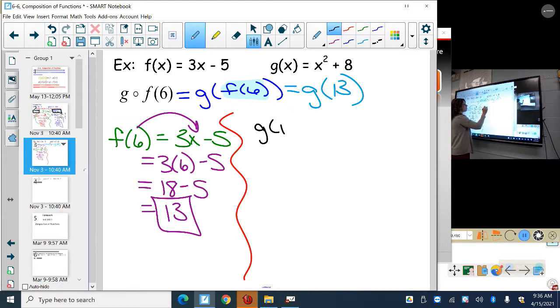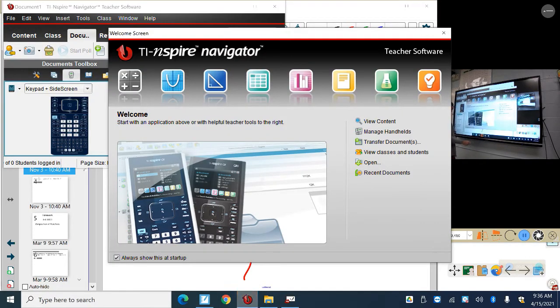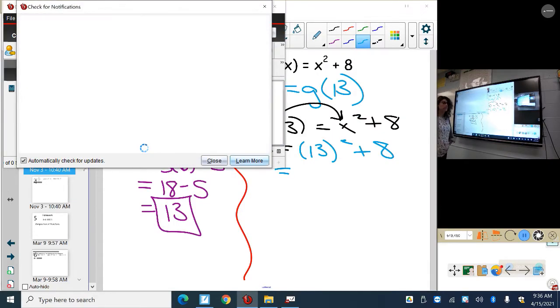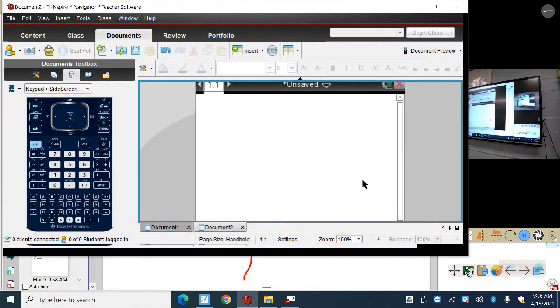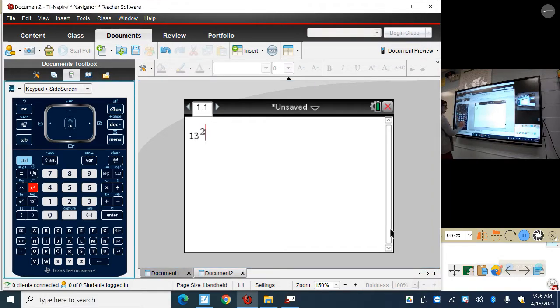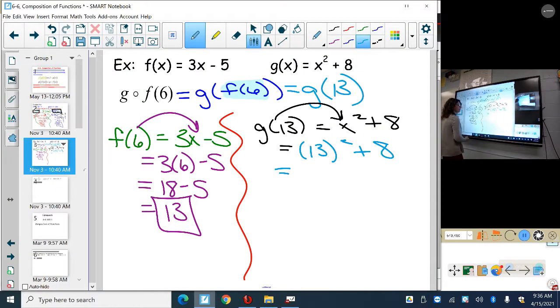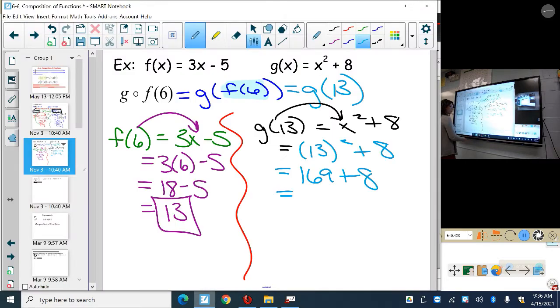So the g function is x squared plus 8. Okay? So I'm going to replace x with 13. So this is going to be 13 squared plus 8. Okay? So I'm going to go ahead and show you this. 13 squared is... I'm going to put this over here, sorry. So I'm going to have 13 squared, and that gives you the 169 plus 8. You're going to go ahead and add the 8 to that, and you're going to get the 177.